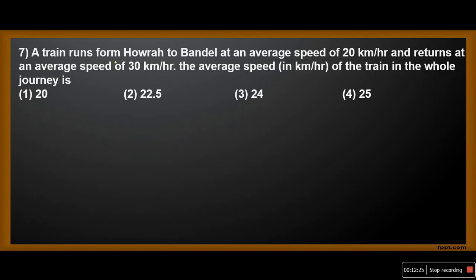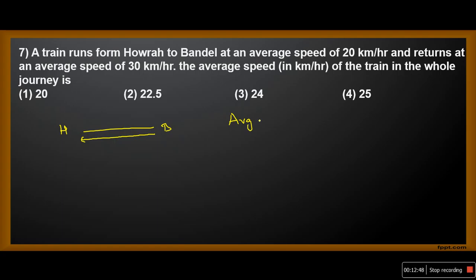A train runs from Howrah to Bandel at an average speed of 20 km per hour and returns at an average speed of 30 km per hour. The average speed of the train in the whole journey is. Now, Howrah to Bandel, and again he is coming back. Now what is the definition of an average speed?